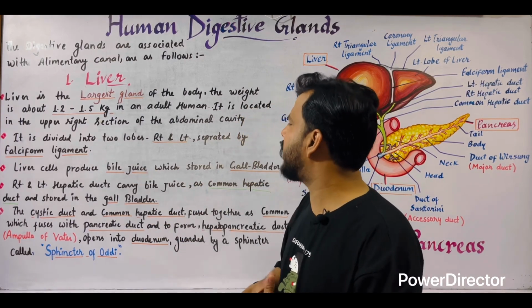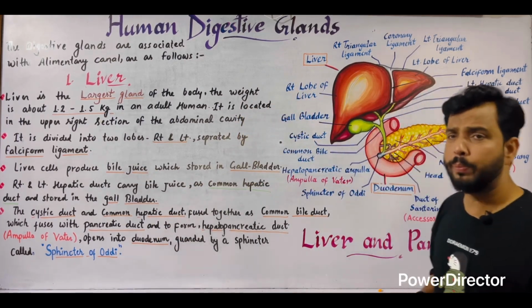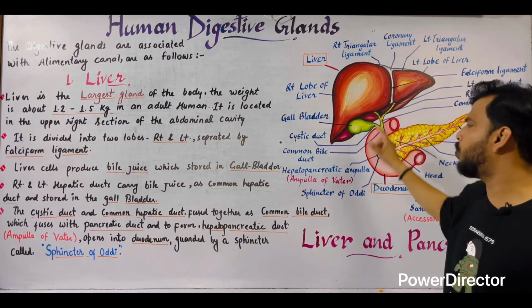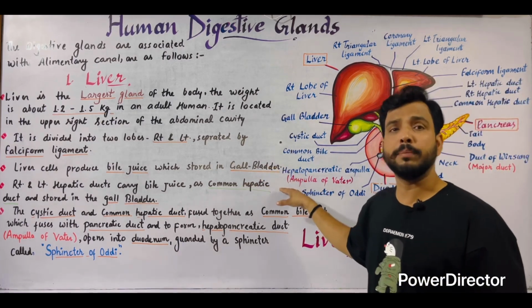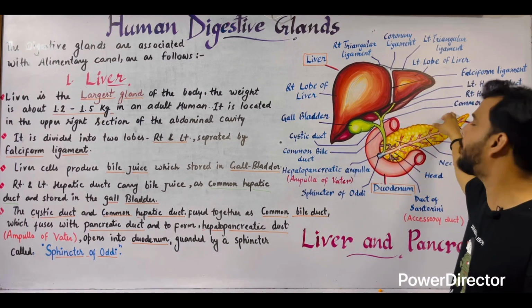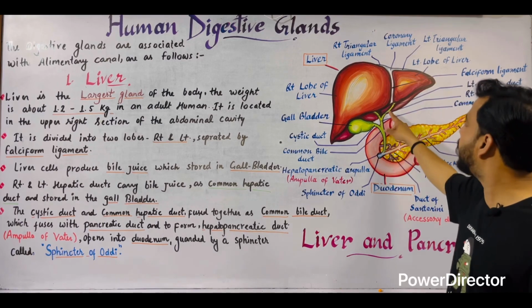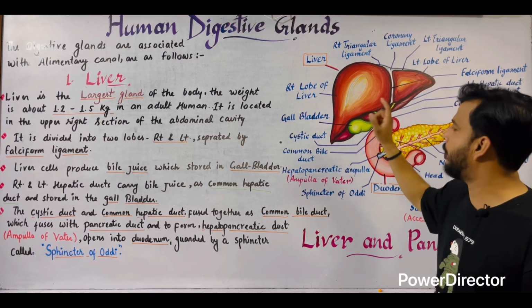The right and left hepatic ducts carry bile juice. As I told you before, the right hepatic duct and the left hepatic duct are fused together to form a common hepatic duct. The bile juice is then stored inside the gallbladder.